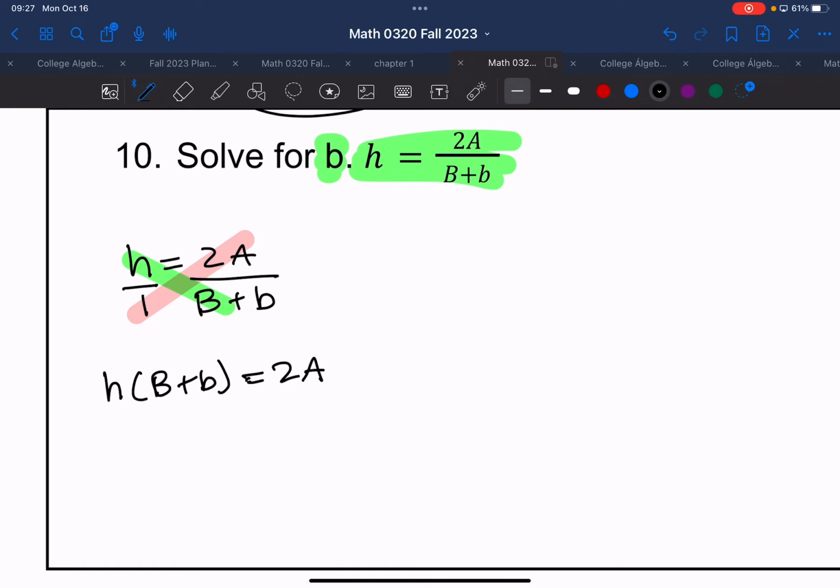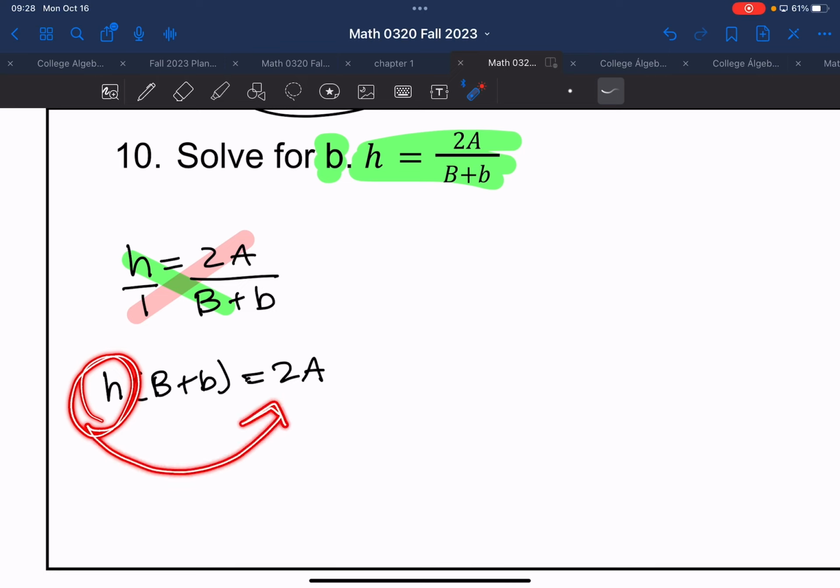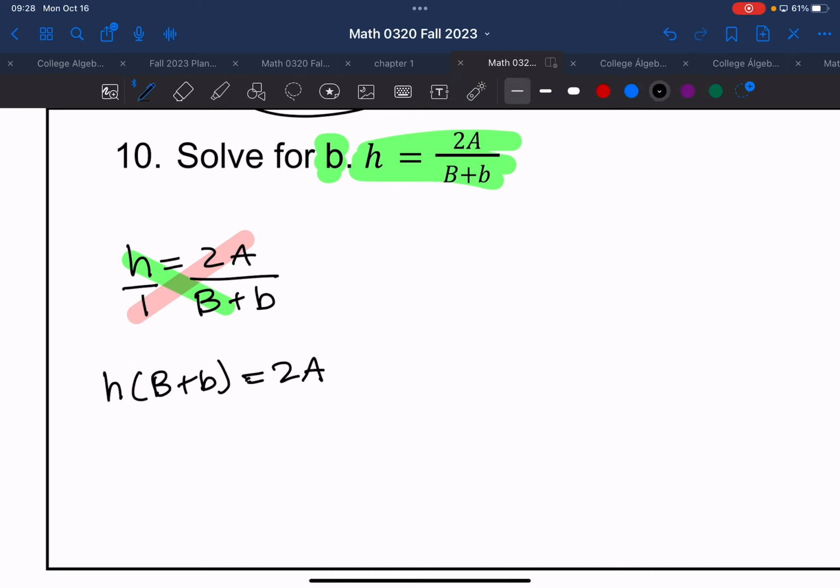So I could choose to distribute, but notice how that does not help me get this b by itself. It's just putting an h in front of each one. Because I technically don't need the h on this side. So where could I move the h? Divide it. I could divide it and put it on this side because I don't need that h. So if we were dealing with an equation that had a bunch of numbers in it, right, we would FOIL that h value in. But in this case, we don't need it. So I'm going to divide both sides by h.